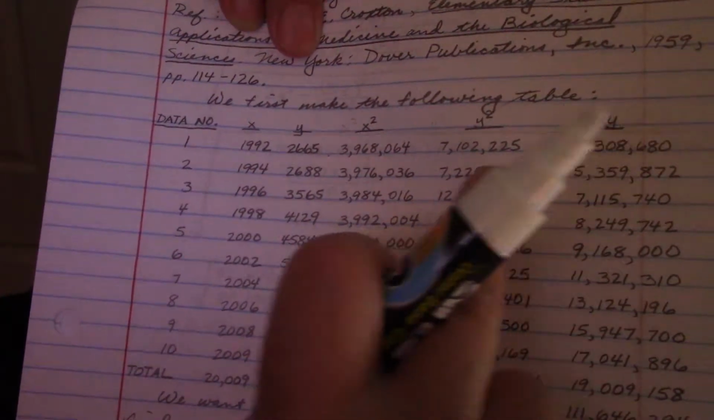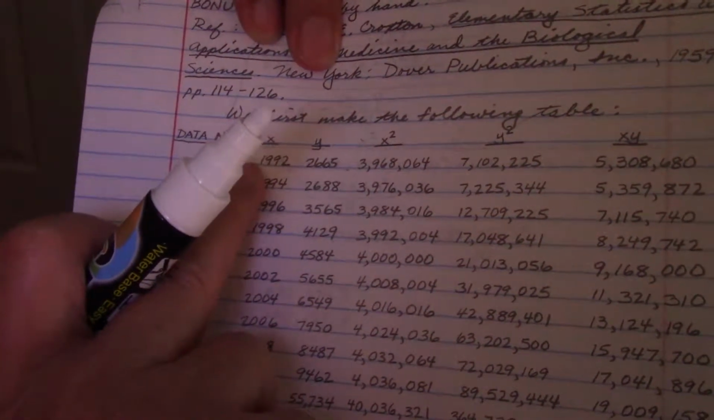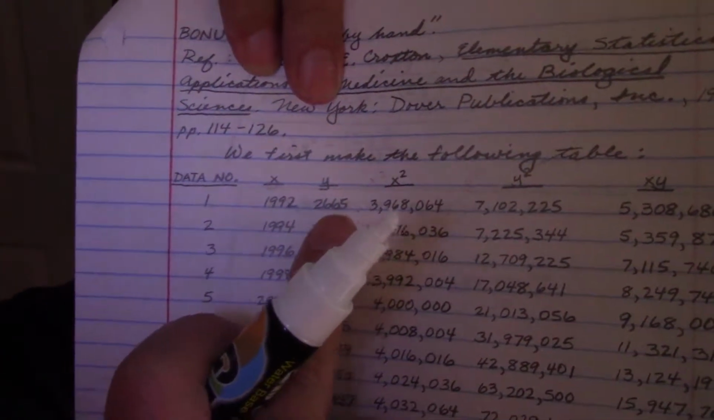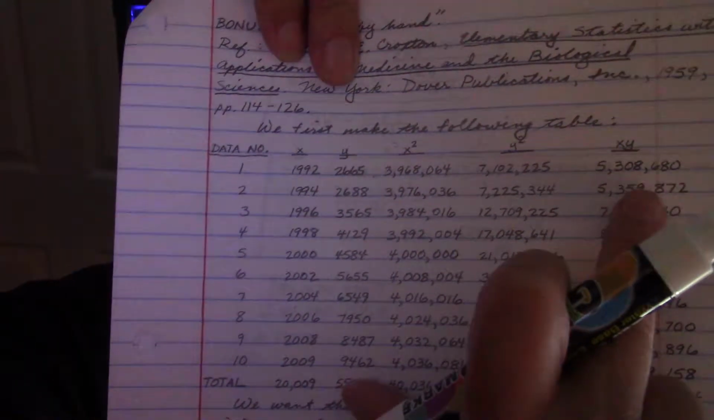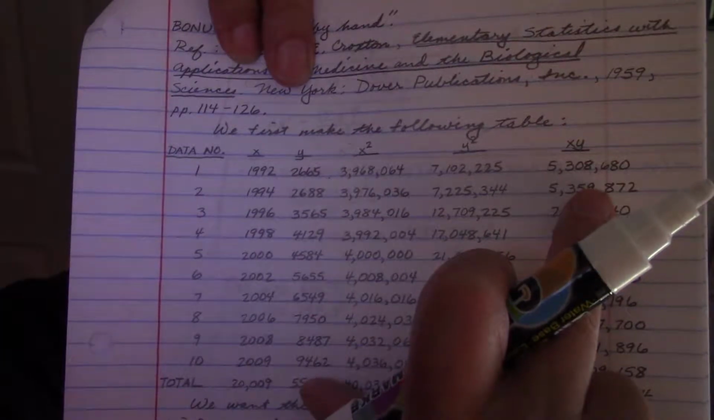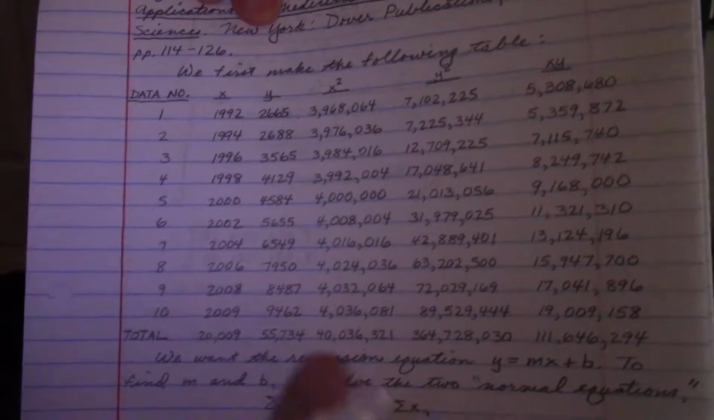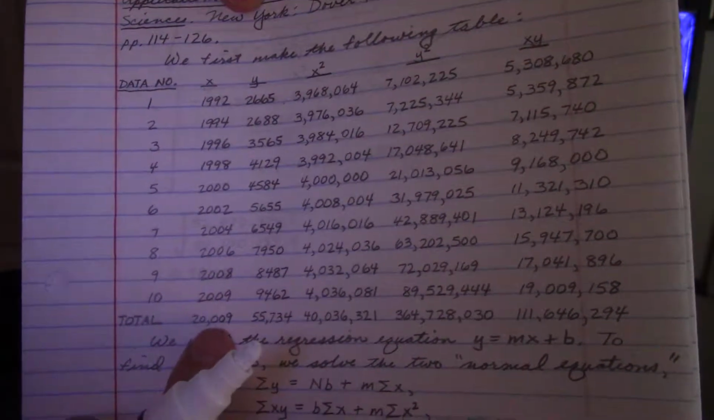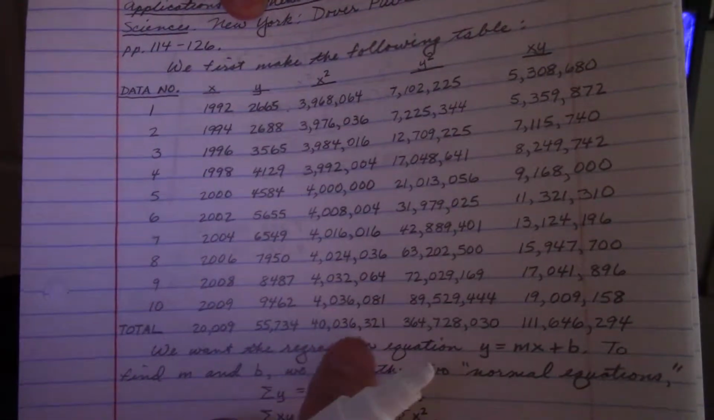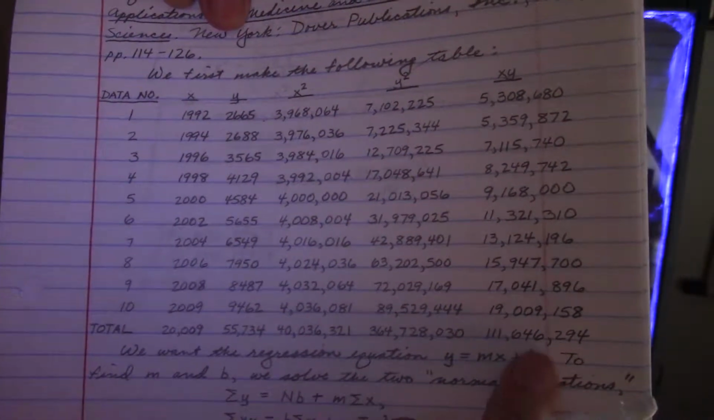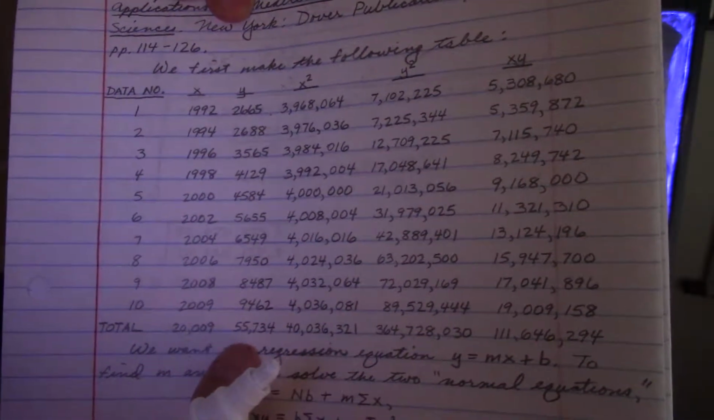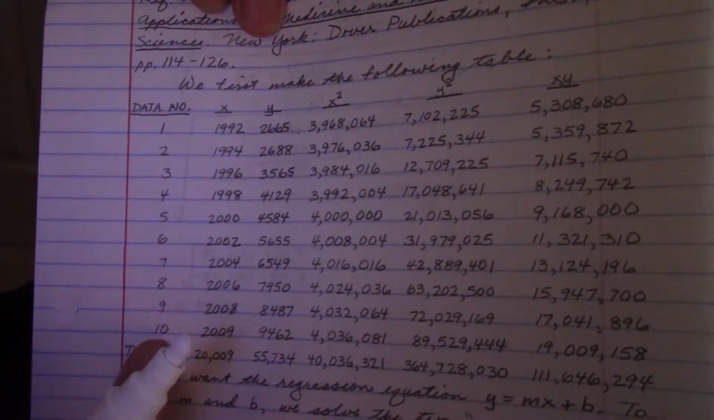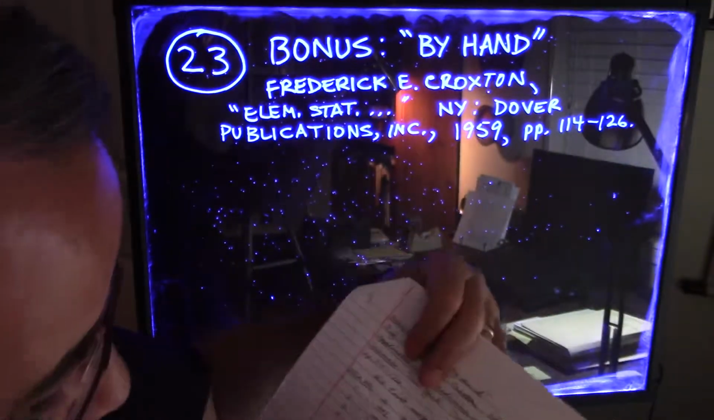And then you multiply x times y. So just, for example, 1992 times 2665 gives you that right there, 5,308,680. Alright, and then at the bottom you total each column. So that's the total of all the x's, total of all the y's, and so on. You have to add all of those up. Alright? So each of those columns, you don't have to total the data number column. Just leave that be. Alright.